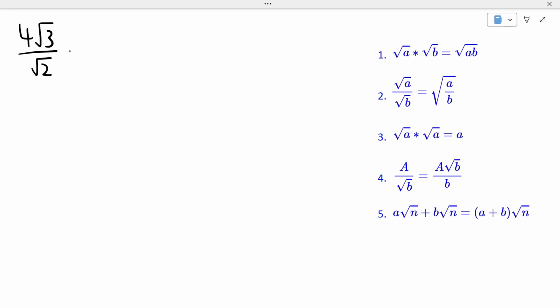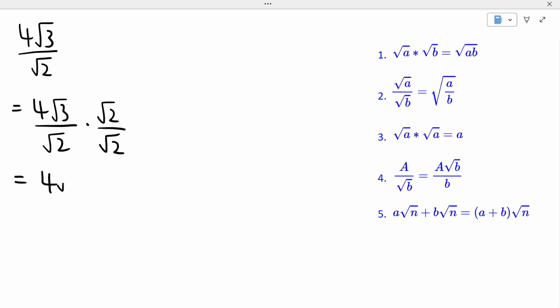So what about this one? 4 square root of 3 over the square root of 2 is not in simplified form because of the square root of 2 in the denominator. So to rationalize the denominator, we need to multiply this entire fraction by square root of 2 over the square root of 2. We can simplify the numerator by multiplying 4 square root of 3 by the square root of 2, and this results in 4 square root of 6, because square root of 3 times the square root of 2 is equal to the square root of 6.